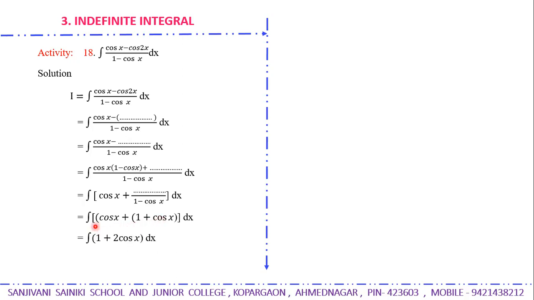Then take the addition. cos x plus 1 plus cos x is 1 plus 2 cos x. And then integral. Integration of 1 is x and integration of 2 cos x, 2 is constant, so we keep it as it is. Integration of cos x is sin x plus c. This is the activity. You have to fill these brackets, these dotted terms.